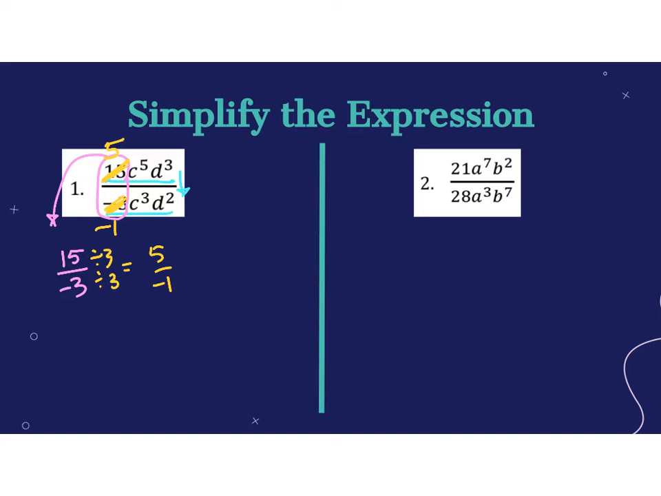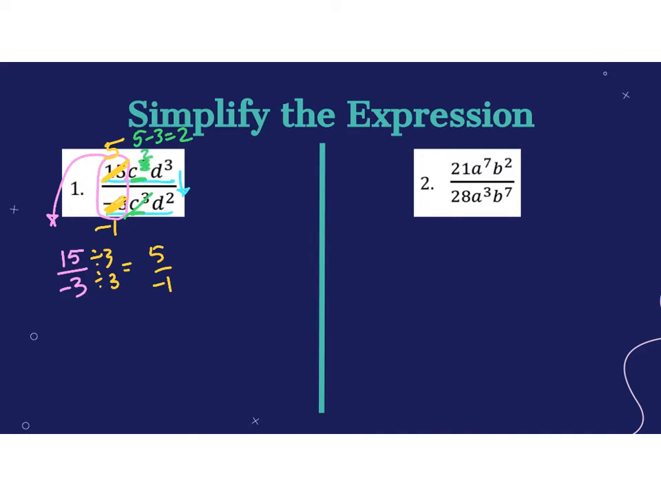The next thing I would look at is my like parts. I have c to the 5th on the top and c to the 3rd on the bottom. So if I have 5 c's on top and 3 c's on the bottom, the smaller number of them is going to cancel out. Sometimes it's on the top, sometimes it's on the bottom, but wherever the smaller number is, those are going to cancel out. And then the question becomes, how many do you have left? Well, if you start with 5 and you cancel out 3, 5 minus 3 gives me 2. So this top here is going to become a c squared.